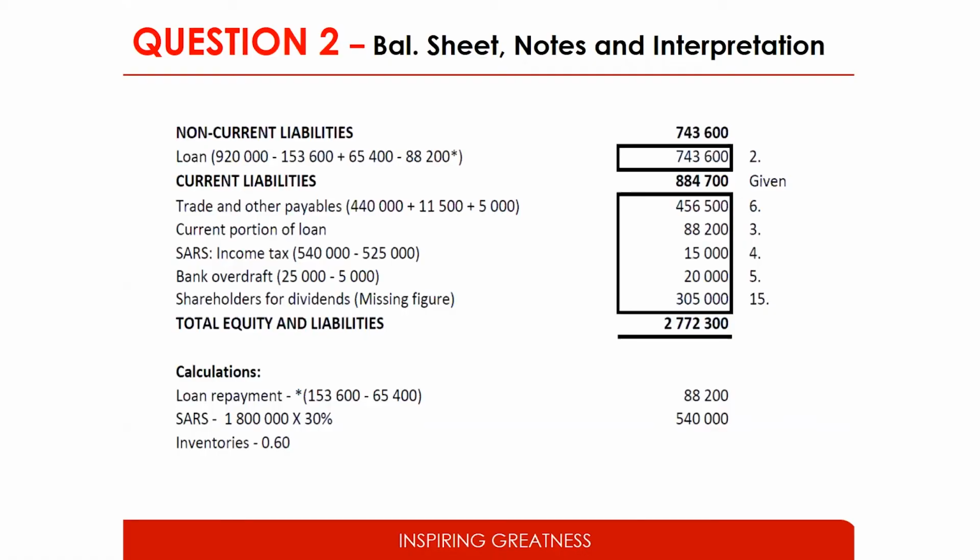And then the fourth one, you do the SARS, very simple. You've got the opening balance, the closing balance, and then the amount of SARS balance there is 15,000. Number 5, you've got your bank overdraft.